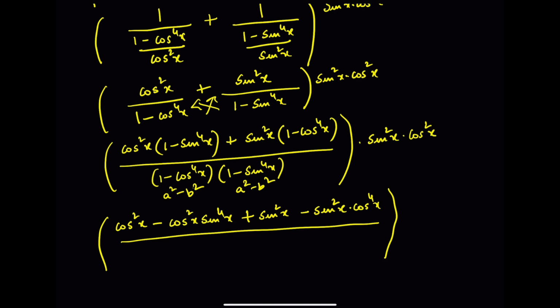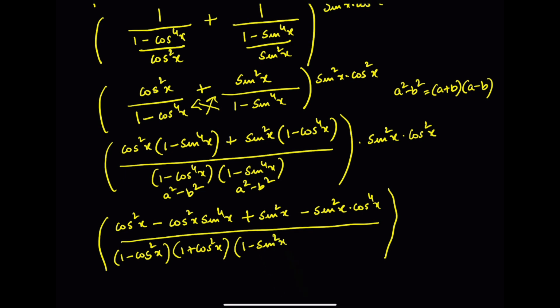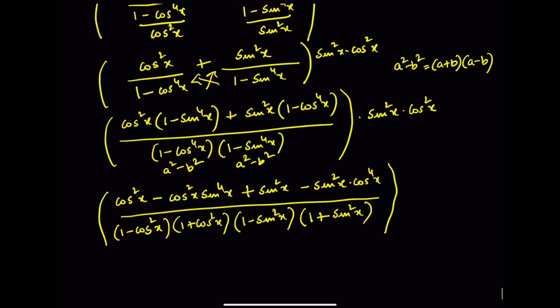Now the denominator, we will split it, since a square minus b square is a plus b times a minus b. So let's split it now. So this will be 1 minus cos square x times 1 plus cos square x, and this next part will be 1 minus sin square x times 1 plus sin square x. Then we already have here sin square x times cos square x.